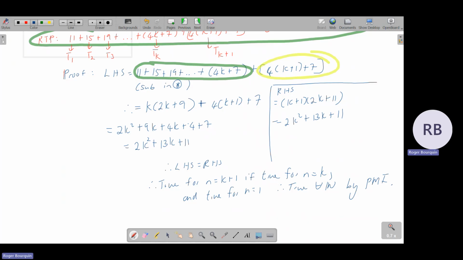We should say for all n is an element of natural numbers, that's better. Right. Okay, what's next, guys?